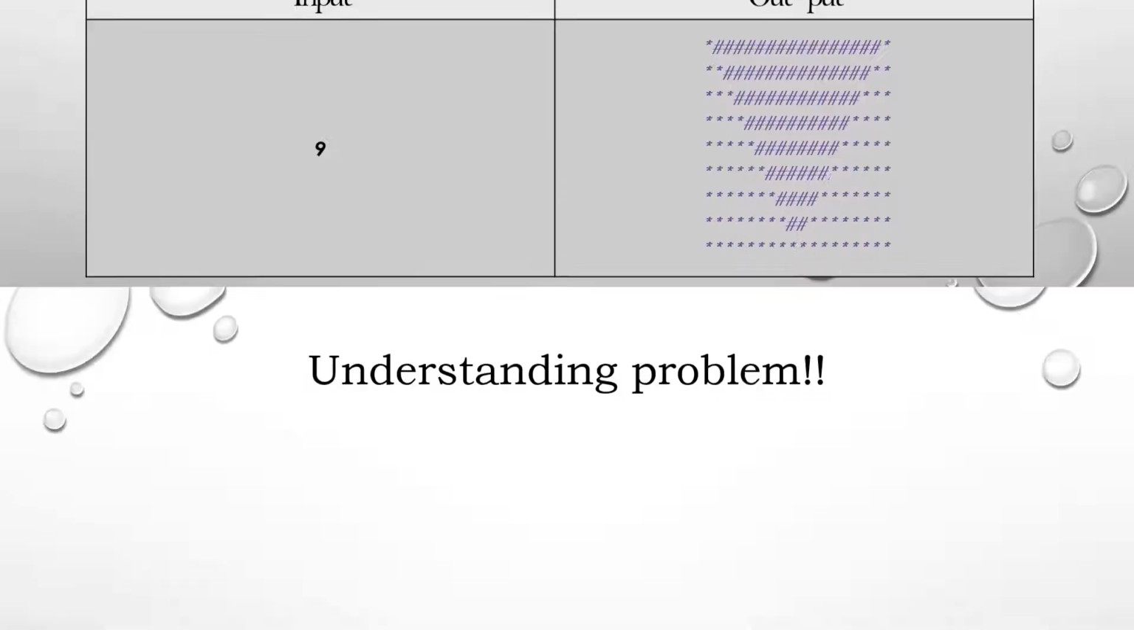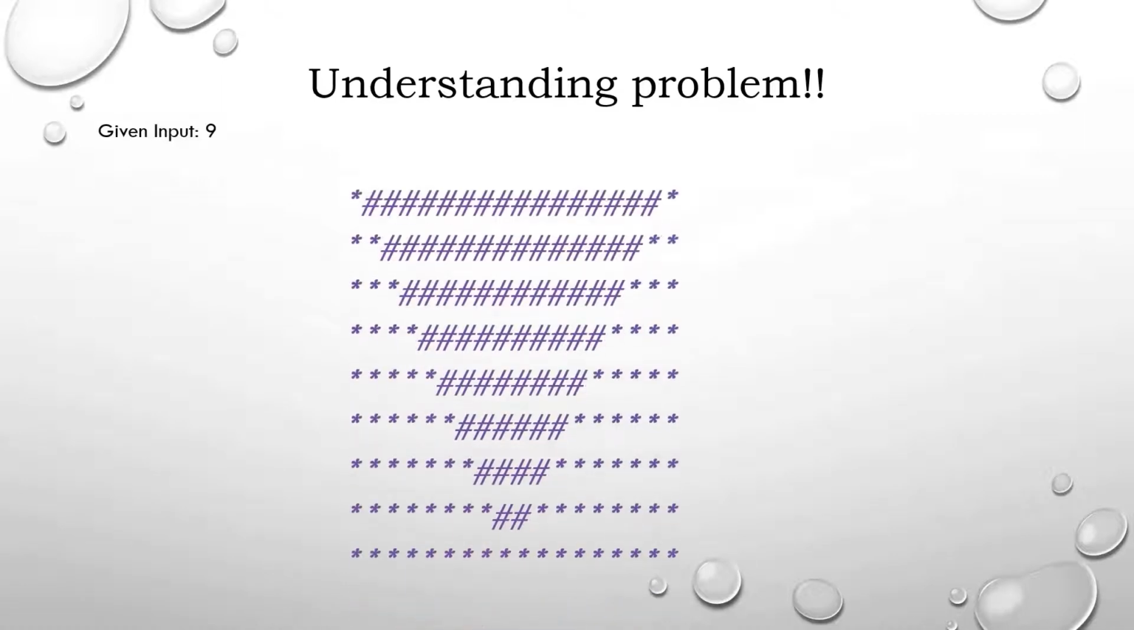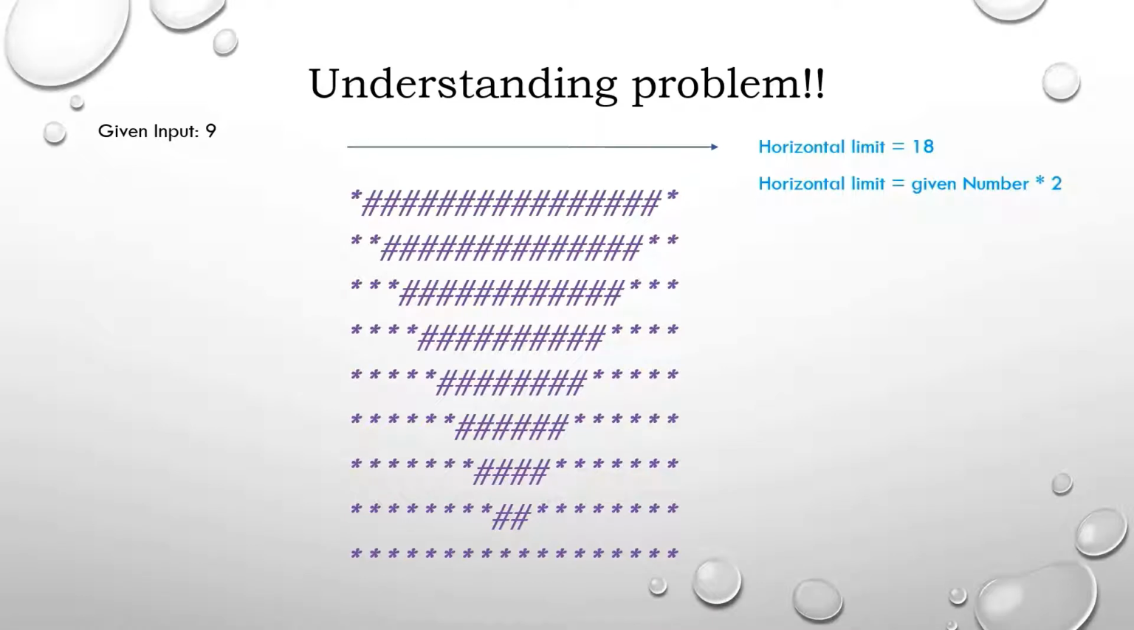So let's understand the problem. When we are given an input of 9, we need to see what things are changing and what aspects we can work with to be able to scale our pattern. If you look at it on a horizontal level, there are 18 characters. Whatever the given number is, multiply that by 2, so we get 18 characters.